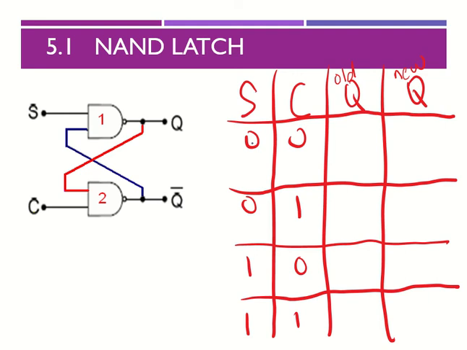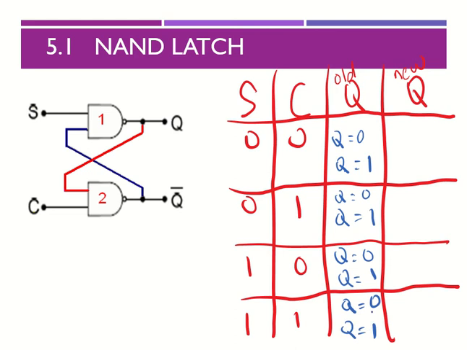So let's say we're going to have a 0 0. So the old Q, which I mentioned earlier, I want to say here is Q equals to 0, Q equals to 1, Q equals to 0, Q equals to 1, Q equals to 0, Q equals to 1. And later I want to have this, this, and this.